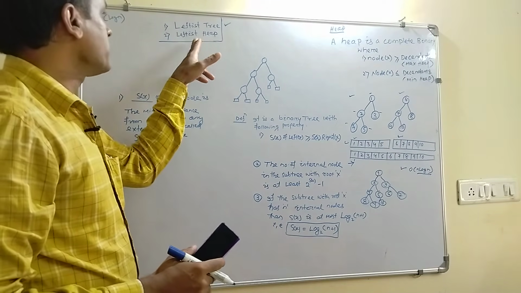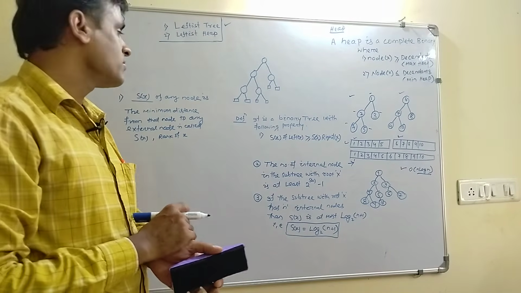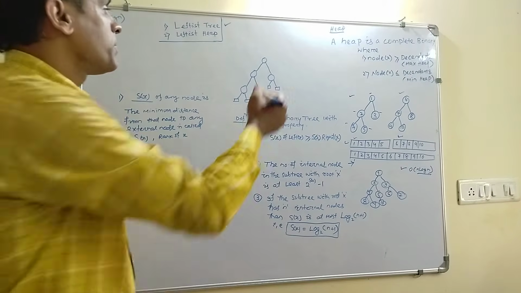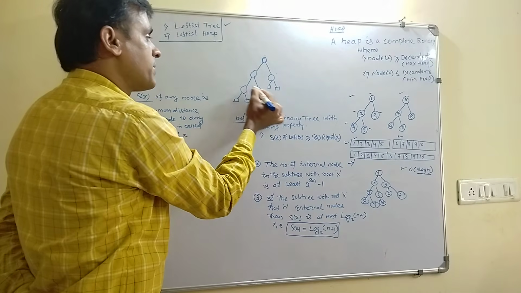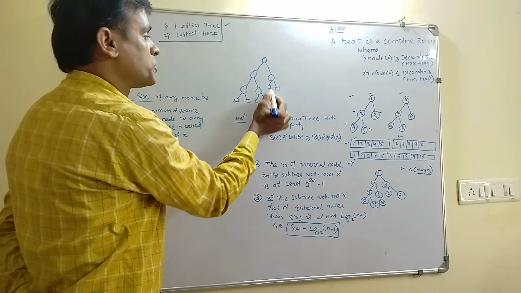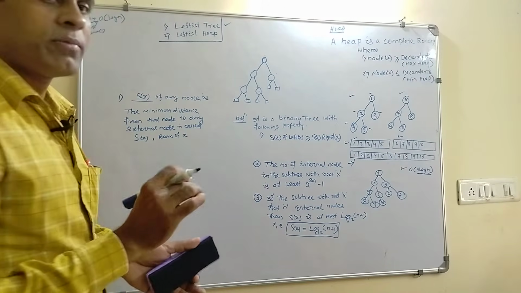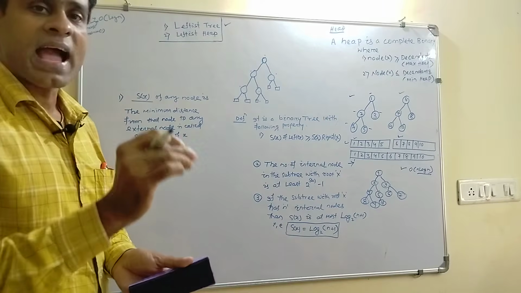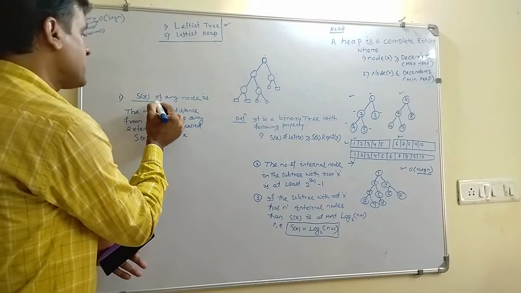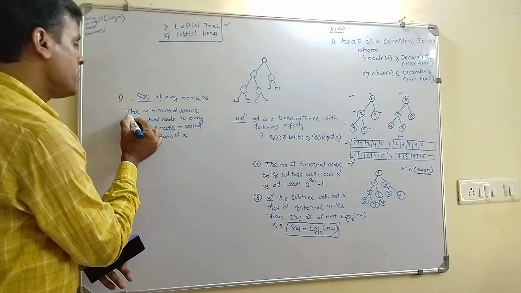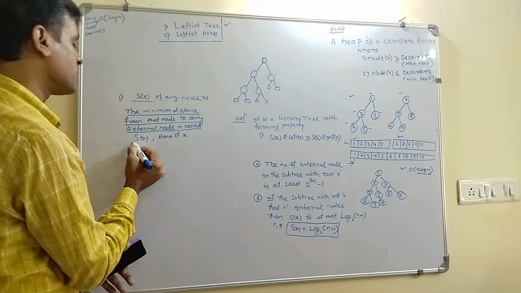So today's most important concept is the leftist tree. Before discussing what a leftist tree is, let us suppose I have a tree. These are my internal nodes, and these are my external nodes. Before discussing the leftist tree, we should know what S(x) is, that is, the rank of any node. S(x) of any node is the minimum distance from that node to any external node. That is called S(x).